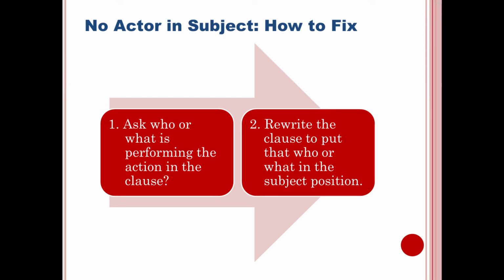Now, in a sentence where you could easily find the answer, you just have to rewrite the sentence. In a sentence where the actor was missing, in the real world, you would go and do the research to find out what that actor was supposed to be. On a test or on an exercise for the classroom, you can always just make up the actor as long as the sentence flows well. On the next slide, I'm going to give you an example.